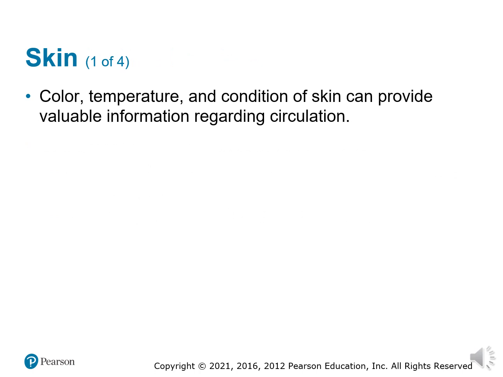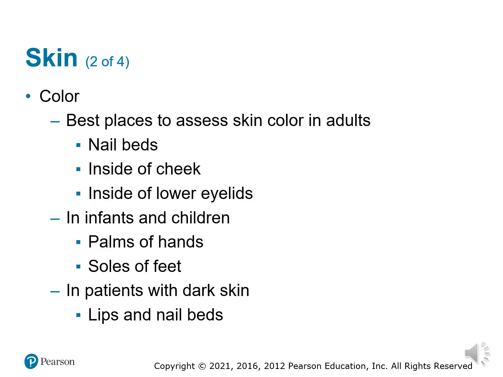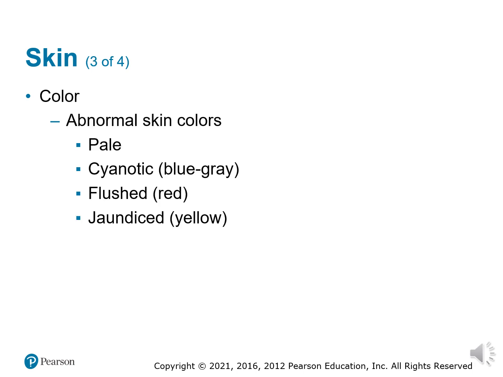For the skin, remember you're going to check the color, the temperature, and the condition of the skin, which can provide valuable information regarding circulation. For color, the best places to assess the skin color in adults are the nail beds, the inside of the cheek, the inside of the lower eyelids. In infants and children, the palms of the hand and the soles of the feet. And in patients with darker skin, their lips and nail beds.